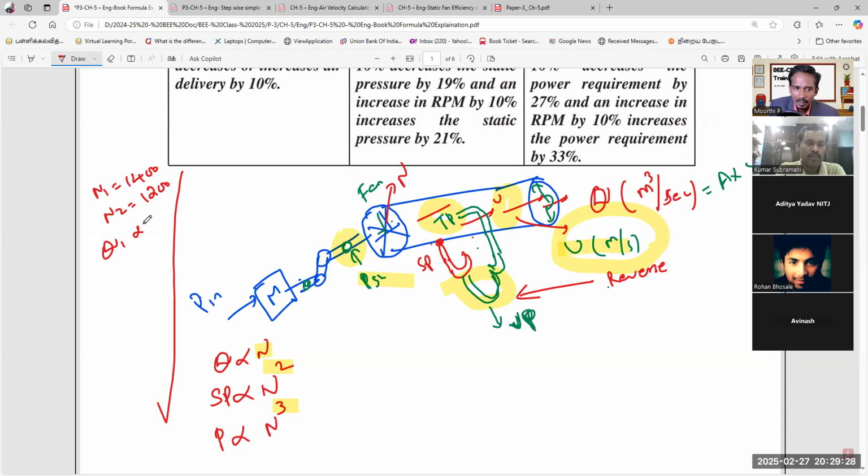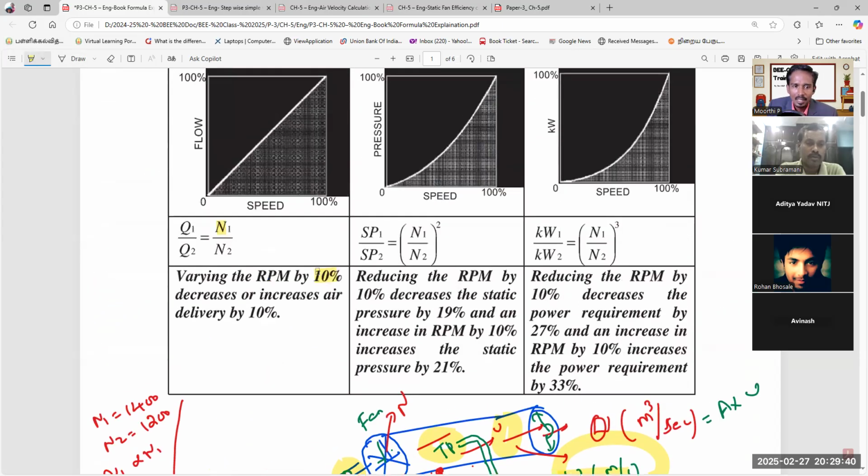Q is always proportional to speed. Whatever the change, the same happens. There is no square here. So varying the RPM by 10%, decrease or increase, the same 10% happens. Here, delivery also.